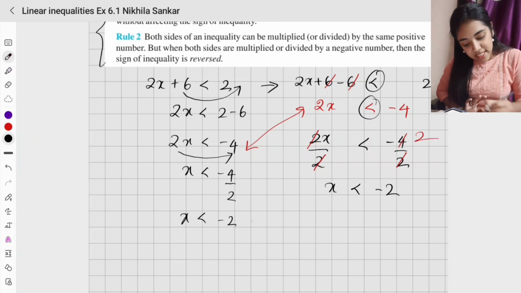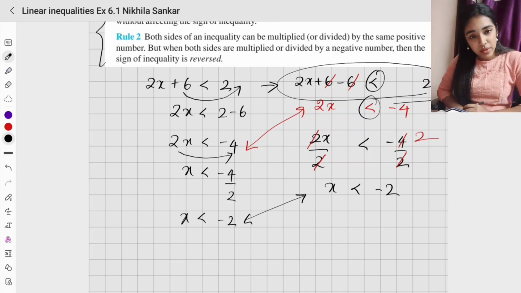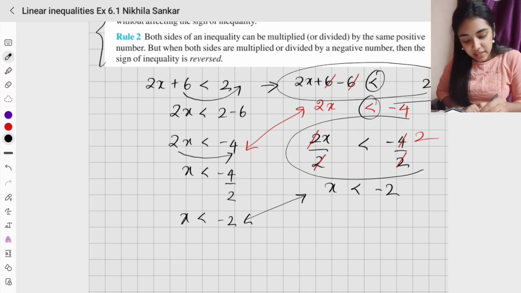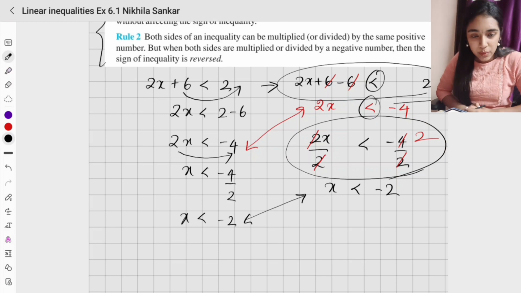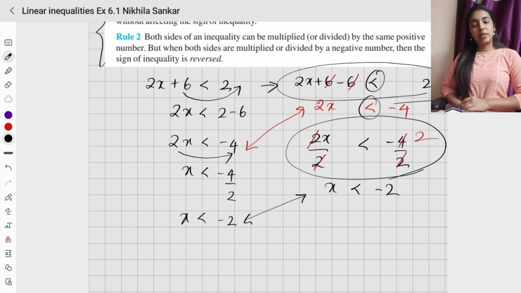So what is my final answer? x less than minus 2. So these two are giving me the same value. Basically, I can add or subtract the same numbers on both sides of the inequality. And I can divide or multiply by the same number on both sides of the inequality. But division and multiplication are applicable only for positive numbers.